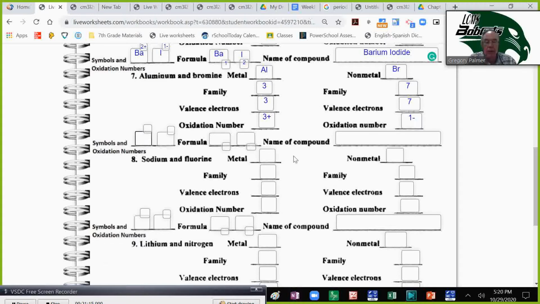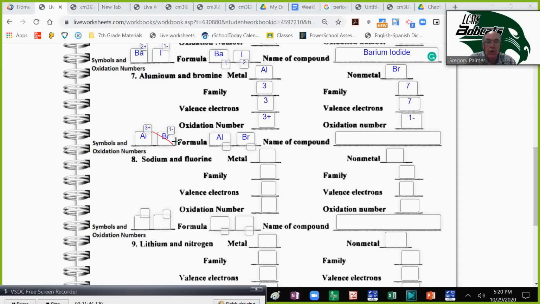So we come over here, and we're going to start off with symbols and the oxidation number, and we're just using the information that we gathered up here. Aluminum is the symbol, its oxidation number is 3 plus. And then we have bromine, and its oxidation number is 1 negative. Now to make the formula, we're going to use the same symbols, aluminum and bromine. And then we do the crisscross and drop signs.